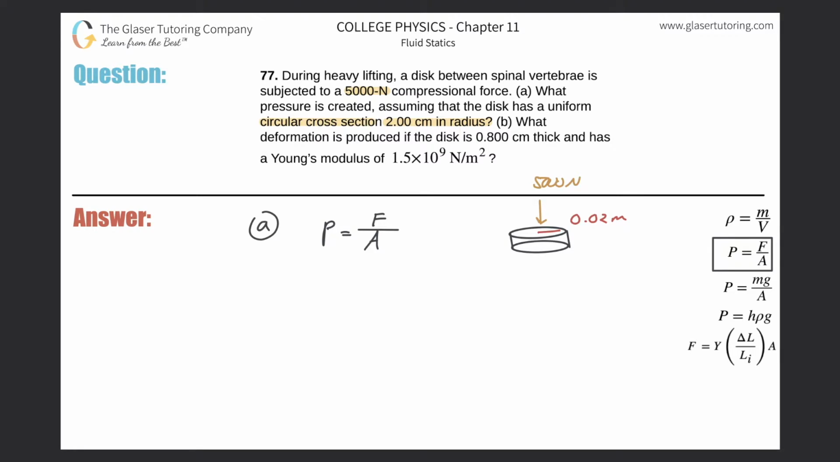So to find the pressure over this circular cross-section of the disc, I need to know the force applied to that cross-section, and I need to know the value of the area. Since it's circular, what's the formula for area of a circle? Pi r squared. Now we should have everything we need in order to calculate. So the pressure is going to be equal to the force applied divided by the area over which that force is applied. And that area, since it's circular, is going to be equivalent to taking pi and multiplying it by the radius of that circular cross-section squared. I've got everything I need now, just plug it in.